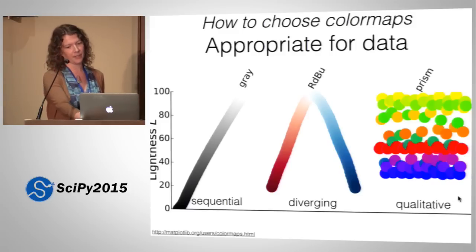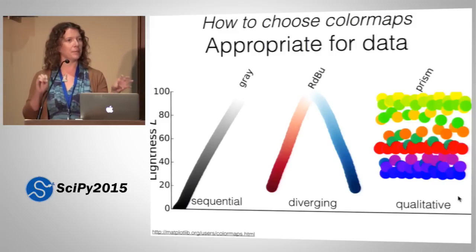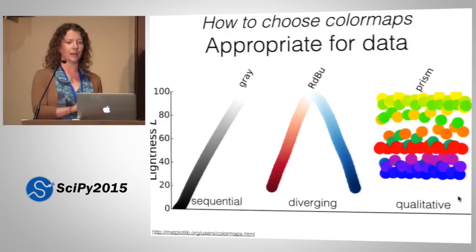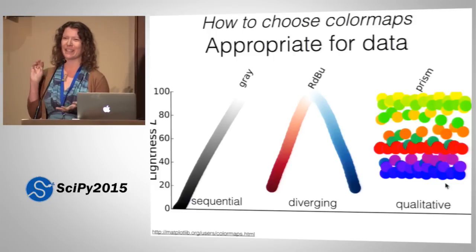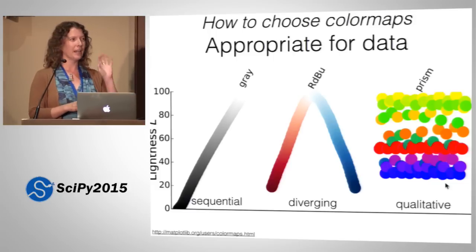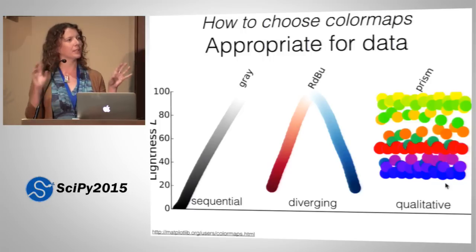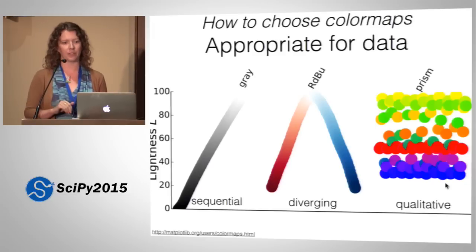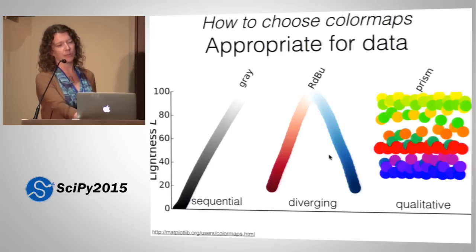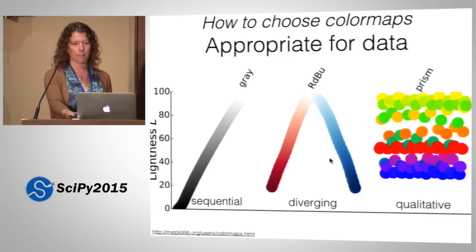I've also stuck in here qualitative or categorical, which I'm kind of mixing up a little bit there, but I don't really use these. This would be maybe something where you have bar plots or something where you don't necessarily need to be thinking about a direct relationship between the different colors. So I think mostly about these sequential and diverging color maps here.